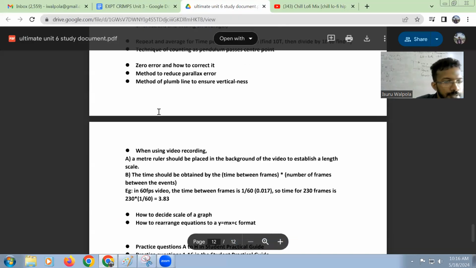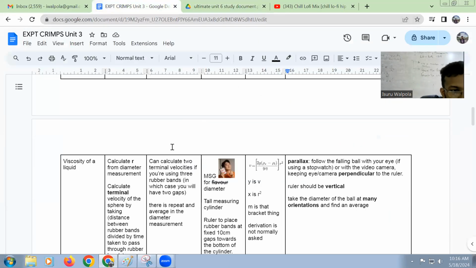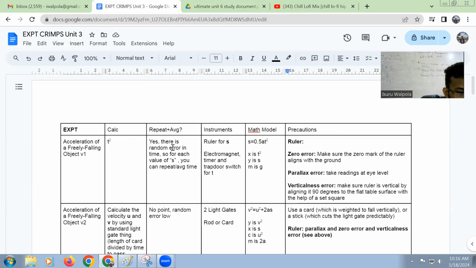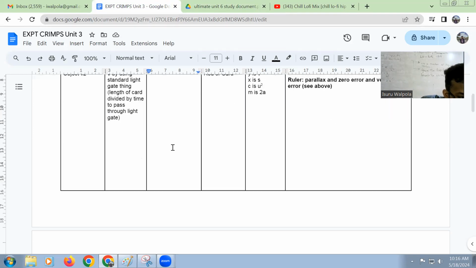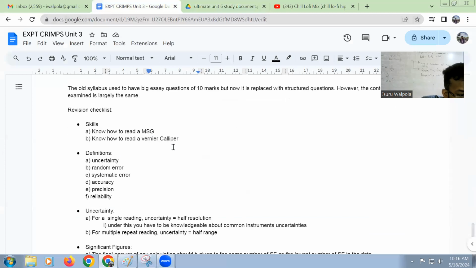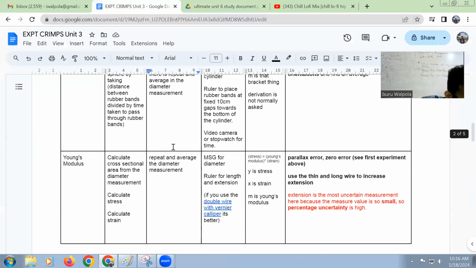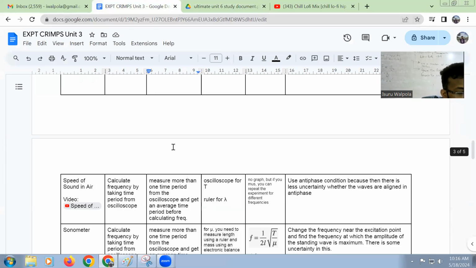Right. So I've gone ahead and made this revision sheet for you all, including all the summary details of every experiment and a checklist for revision. The first thing I want to go over is the fact that there are 8 core practicals, and each of them you should fit into a structure that I like to call CRIMPS.